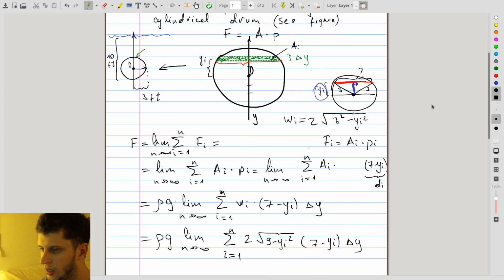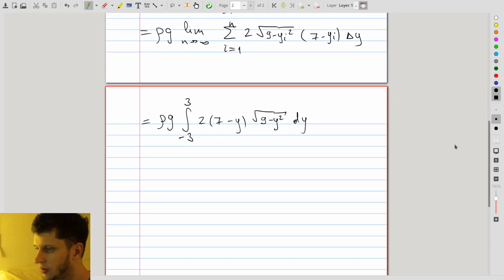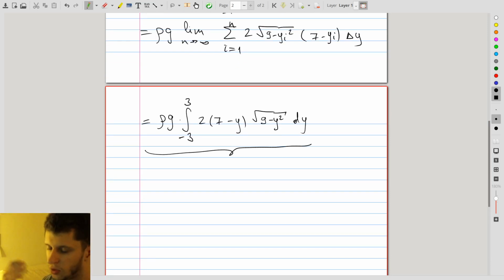Now, where is the integration happening? Well, I integrate from the lowest point of my drum to the highest point of my drum. 0 is right at the center of the drum, so when I go to the highest point, I'm at 3 feet above the center. When I'm at the lowest point, I'm 3 feet below the center. So that means I have to integrate from -3 to 3. So I have successfully set up the integral for the total force of the hydrostatic pressure on this drum.